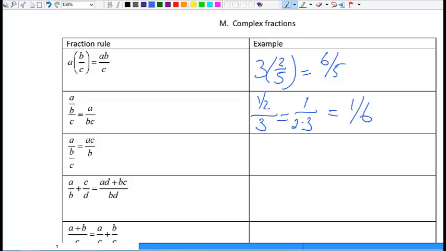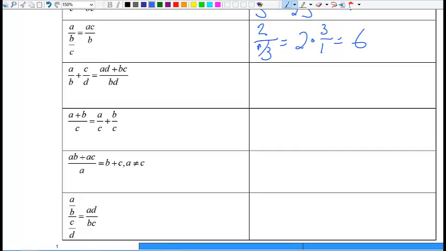Now what if we're dividing by a fraction, instead of the fraction being in the numerator? We'll take, say, 2 over 1/3 and use this rule here. If you remember, the rule says if you divide by a fraction, multiply by its reciprocal. So this translates into 2 times 3 over 1, which is 6. That's really what this rule is reminding you of, something you've already seen before.